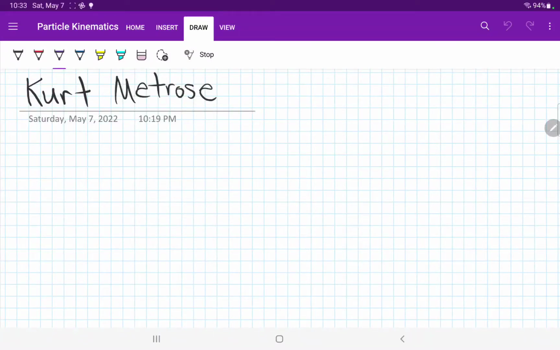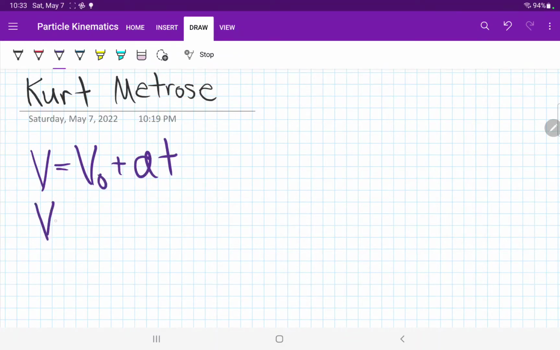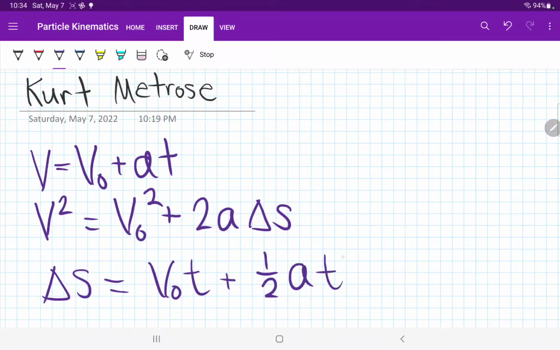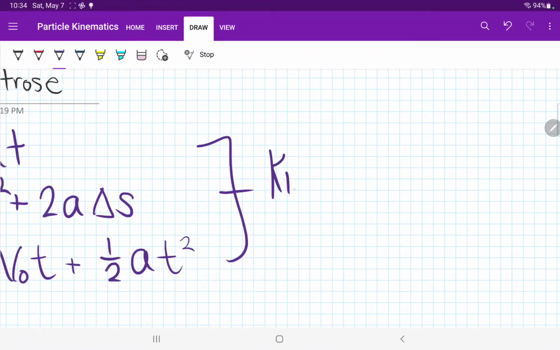So I want to start off just by writing the kinematic equations. V is equal to V0 plus at. And then we have V squared is equal to V0 squared plus what? 2a change in s. And then we also have, one second, made a mistake. And change in s is equal to V0 t plus 1/2 a t squared. So these are our classic kinematic equations.